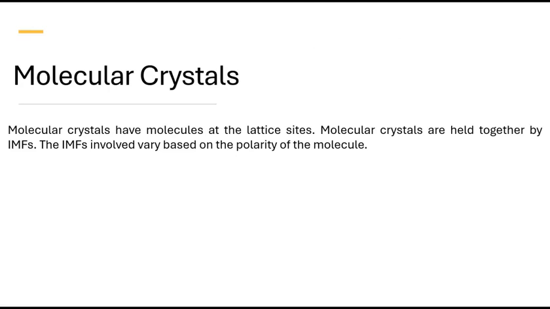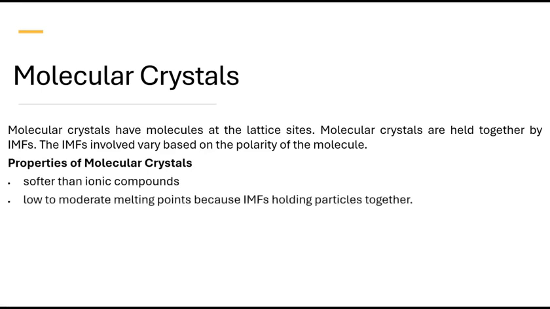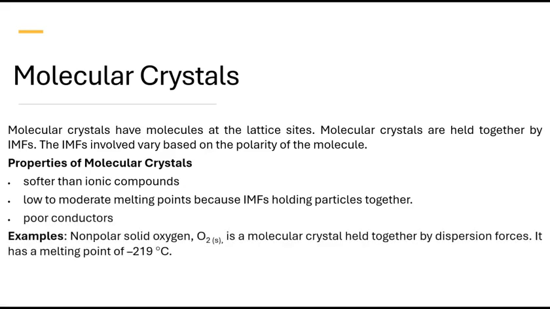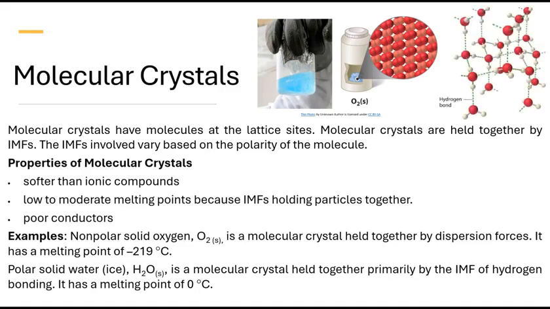Molecular crystals have molecules at the lattice sites. Molecular crystals are held together by IMFs. The IMFs involved may vary depending on the polarity of the molecules. Properties of molecular crystals: they're softer than ionic compounds. They have low to moderate melting points because IMFs are holding the particles together. They're poor conductors. For example, nonpolar solid oxygen, or O2 solid, is a molecular crystal being held together only by dispersion forces, so it has a very low melting point of -219 degrees Celsius. Polar solid water, or ice, H2O solid, is a molecular crystal as well, but it's being held together by hydrogen bonding, and it has a melting point of 0 degrees Celsius.